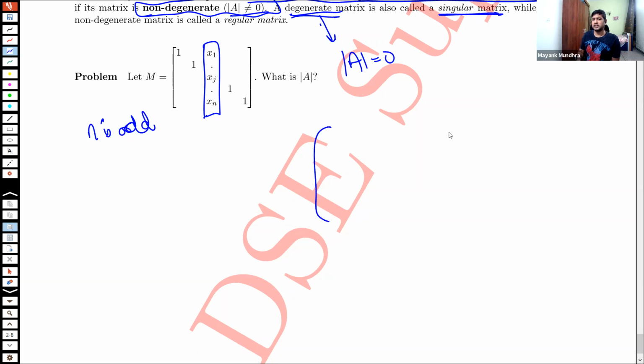Okay, so it's basically an identity matrix, 1, 1, 1, 1, and so on, everything 1. It's just that the middle column, instead of 1 and zeros, has some values x1, x2, x3, and so on till xn. The aim is to find the determinant of this particular matrix.